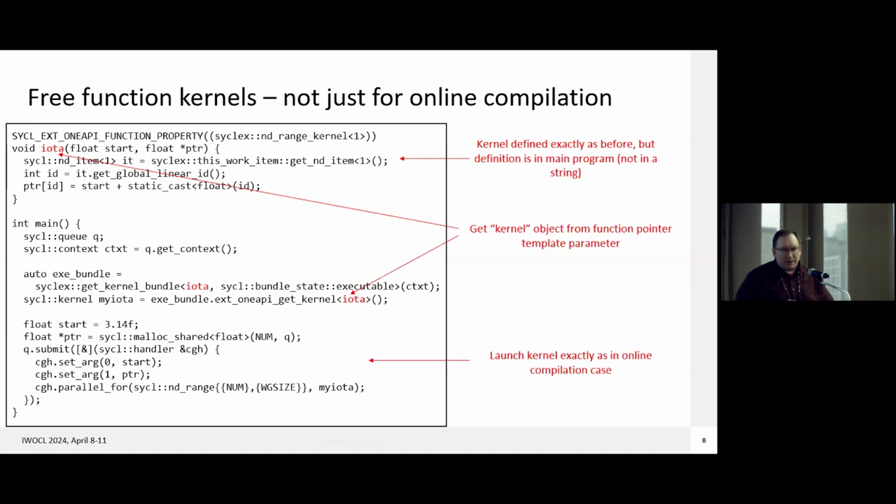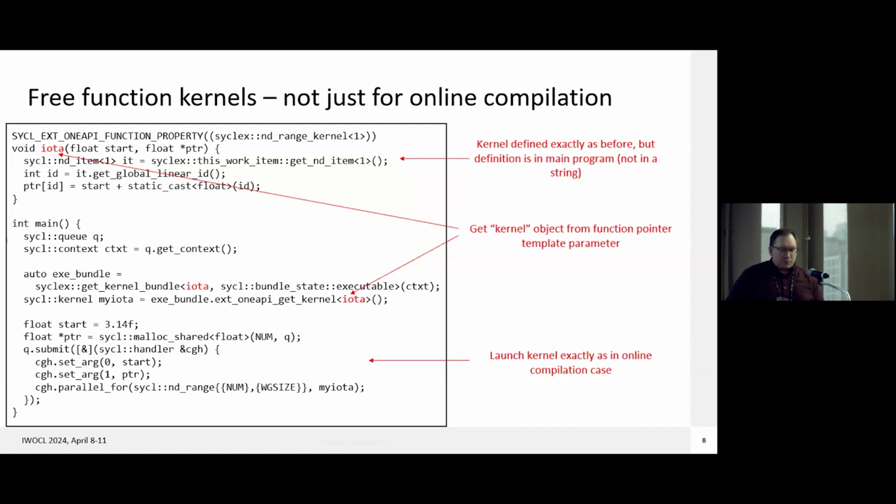So while we introduced them in the context of online compilation, there's really no need to limit it just to that. You could just use this in a regular main SYCL program, just not as a string, just embedded in your single source C++. And so here our function iota is just another function in the SYCL program decorated with a property that says it can also be a kernel.